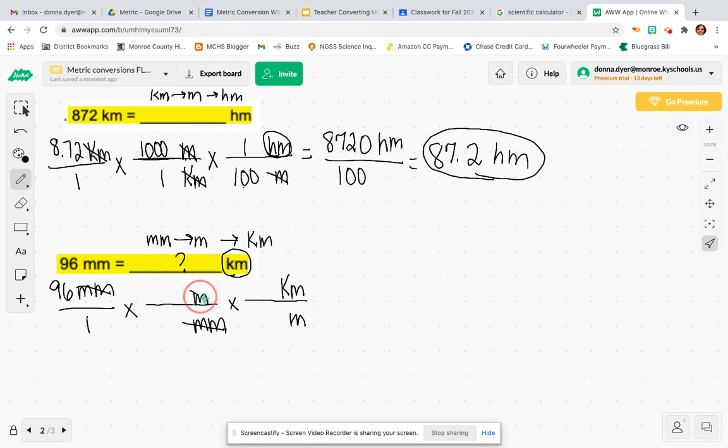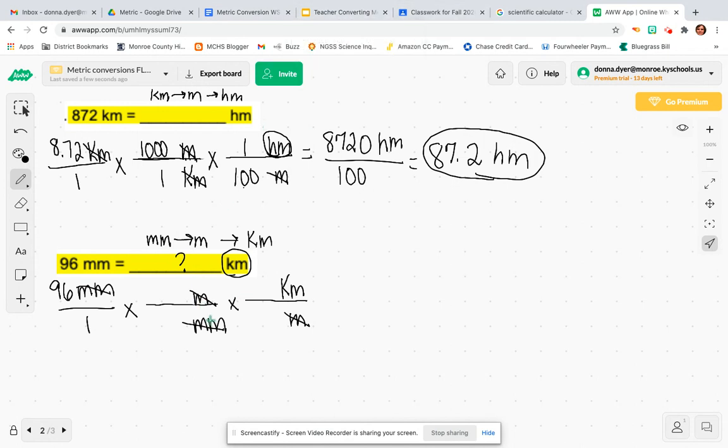Okay, so now my meter will cancel out. I've canceled out, gotten rid of my millimeter. I've canceled out, gotten rid of my meter, and what's left is kilometer. Once we have it set up so that our units will cancel, now we're ready to get our numbers from our conversion factor.